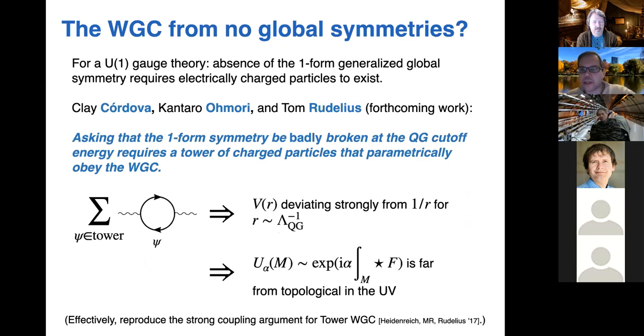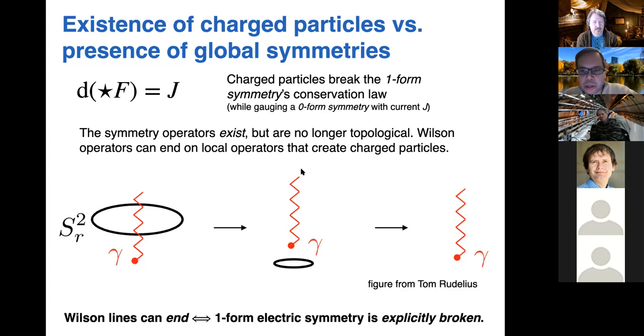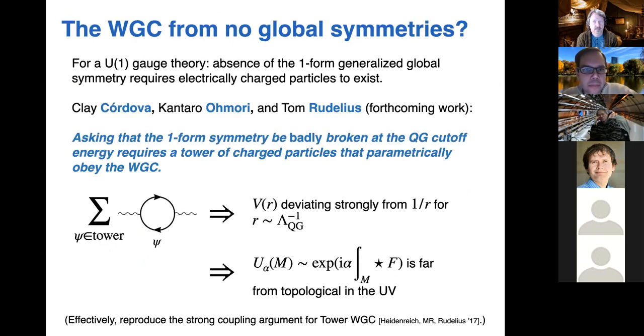So far I've just been explaining things that go back to that 2014 paper by Gaiotto and collaborators. But one thing that's happened recently is that these ideas have given us new ways to think about the Swampland conjectures. And in particular, there's a forthcoming paper by Clay Cordova, Montero, Omori, and Tom Rudelius that I want to advertise, because they've used this to have a new way to think about what the weak gravity conjecture is.